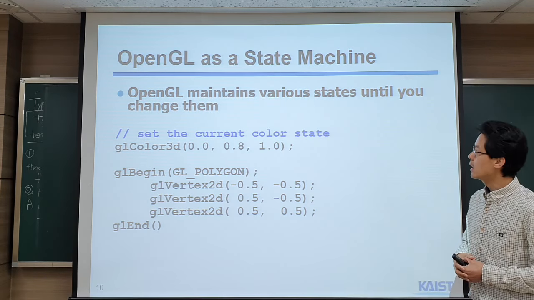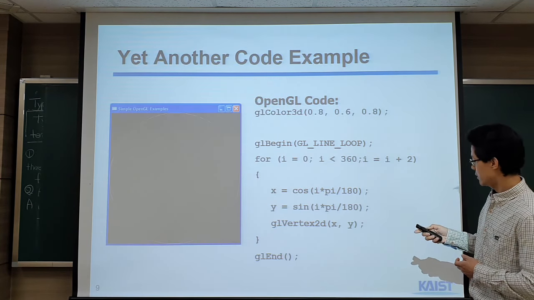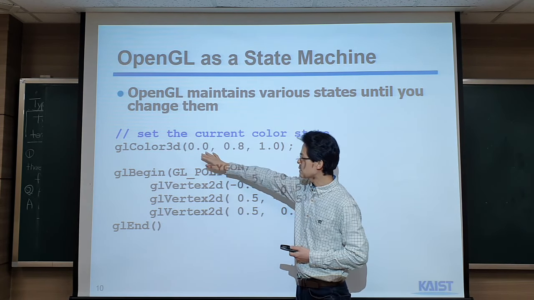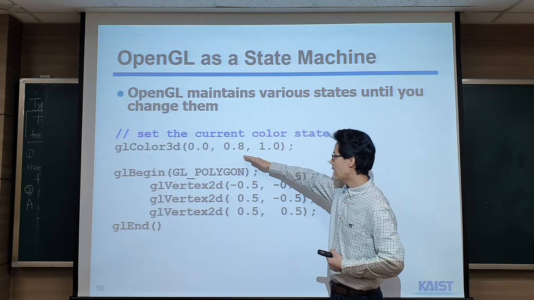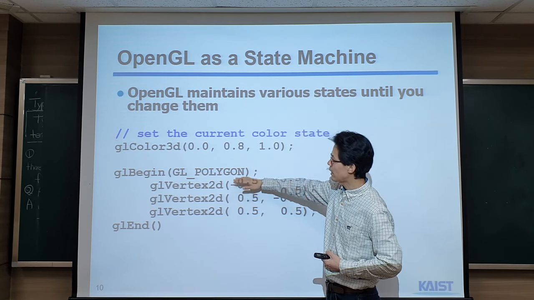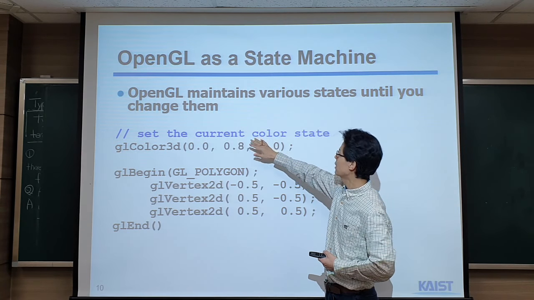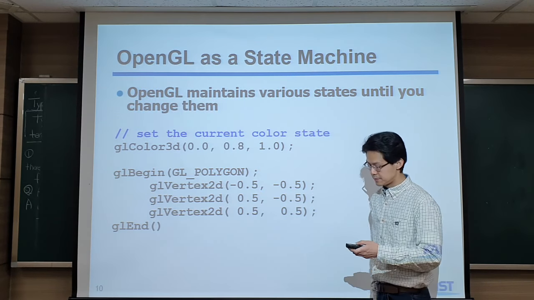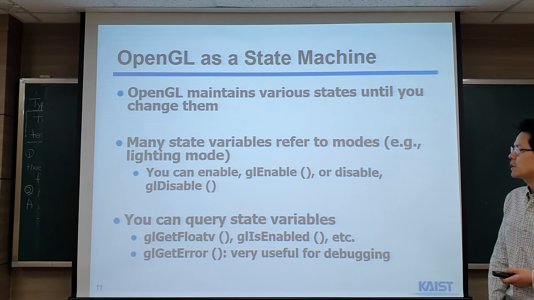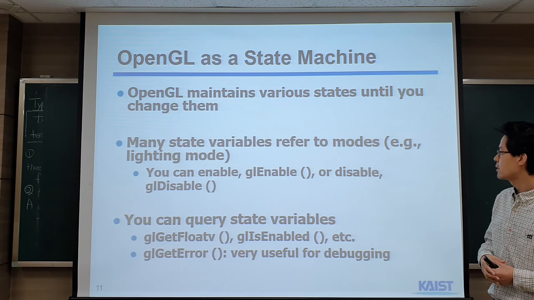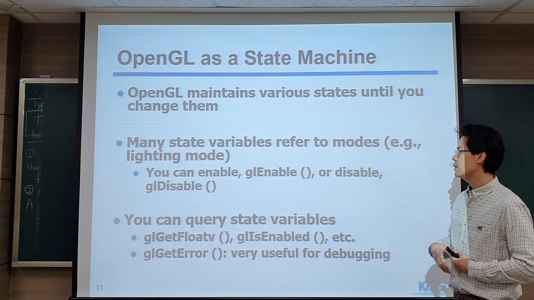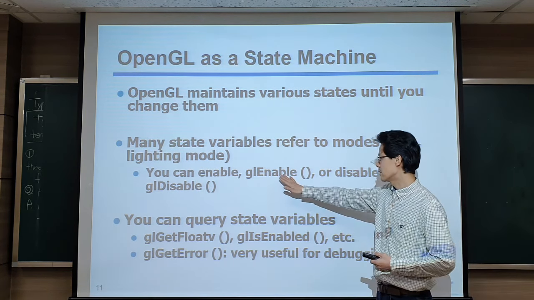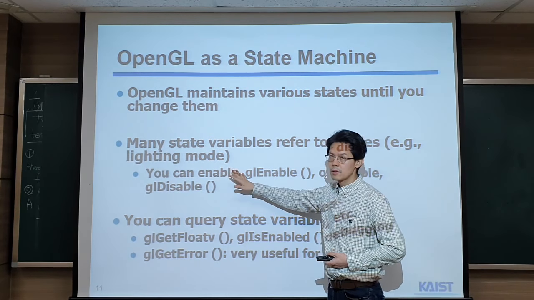OpenGL is kind of a state machine. OpenGL maintains various states until you change them. For example, here you set the color, and then all the following vertices are affected by this GL color. Basically, you set the color state, and unless you change it, this color is applied again and again. There are many different state variables related to lighting and others. You can enable and disable those modes with GL enable and disable. You will see some examples later on.